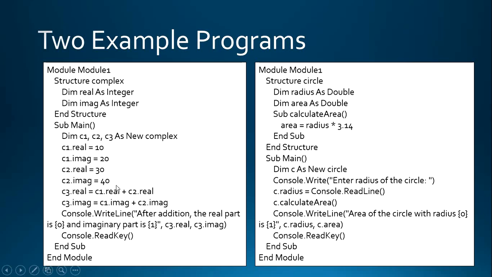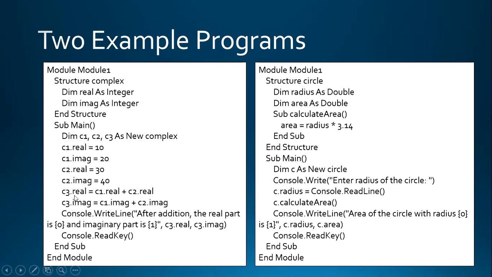Now in this simple example, we are going to add the real parts of C1 and C2 and then store them into the real part of C3, and then do the same thing for the imaginary parts of C1 and C2, and store the result of the addition into C3.